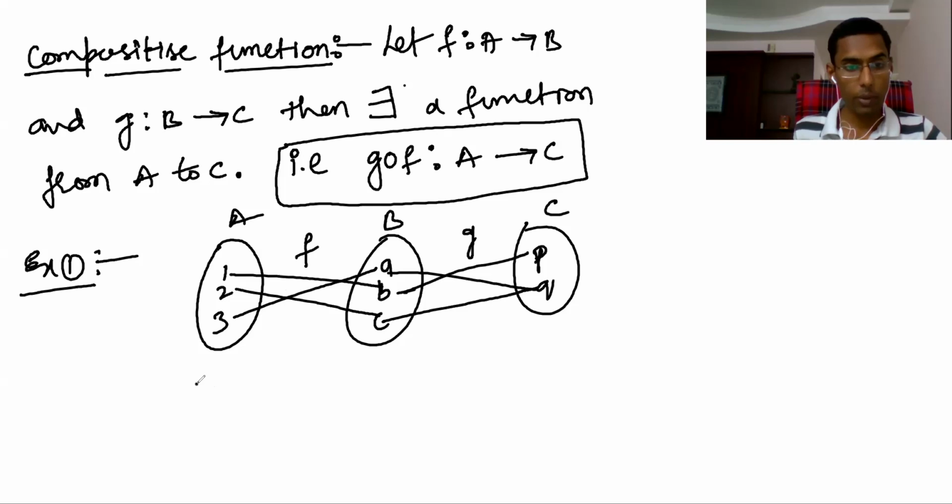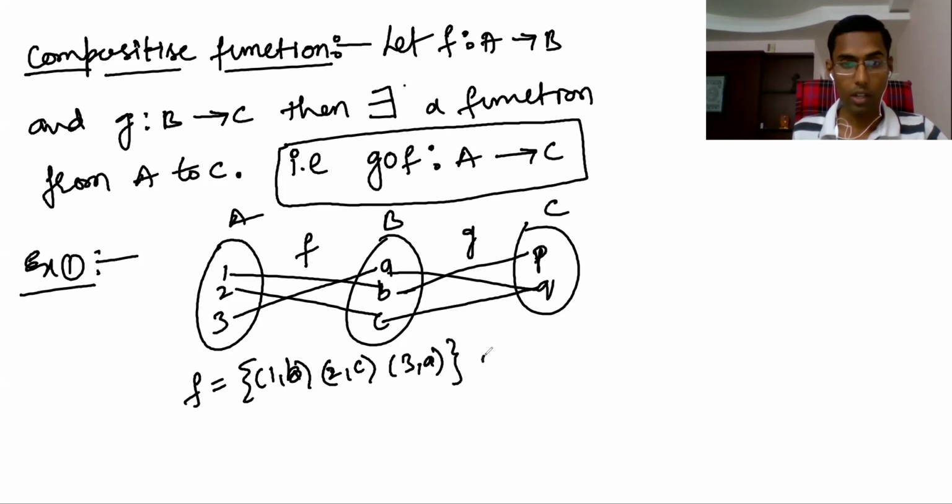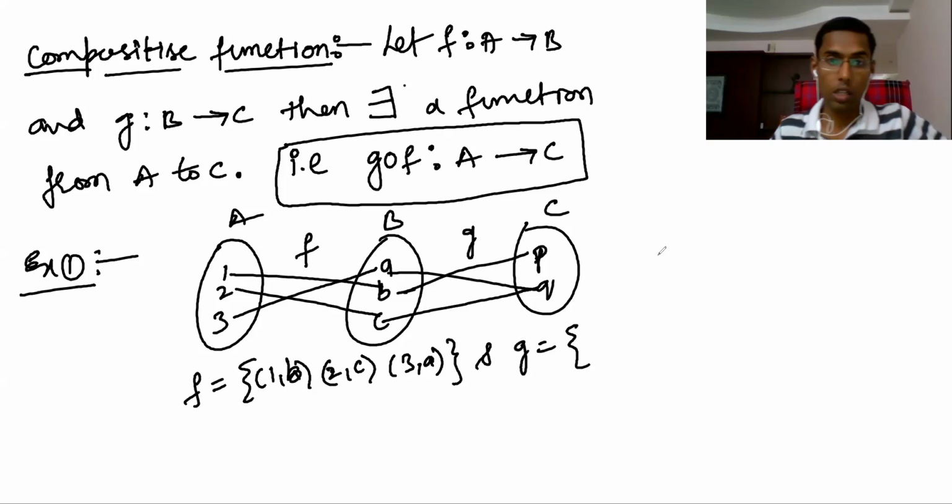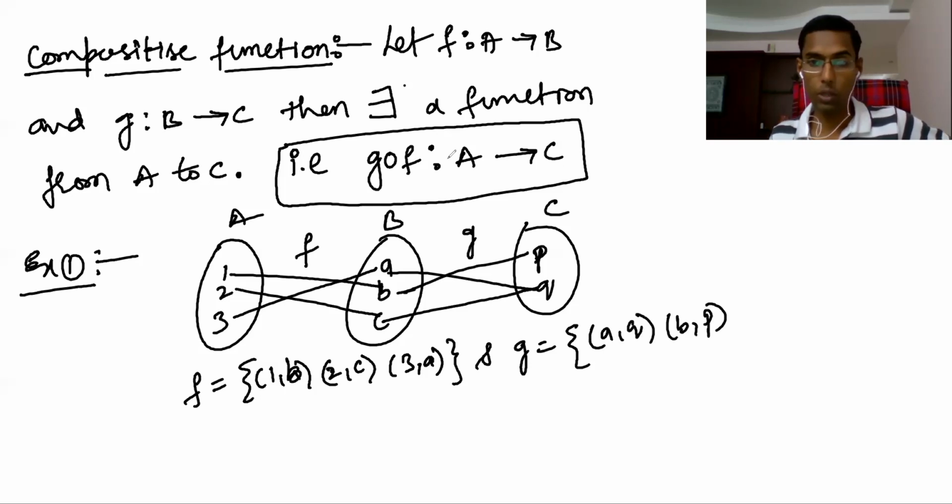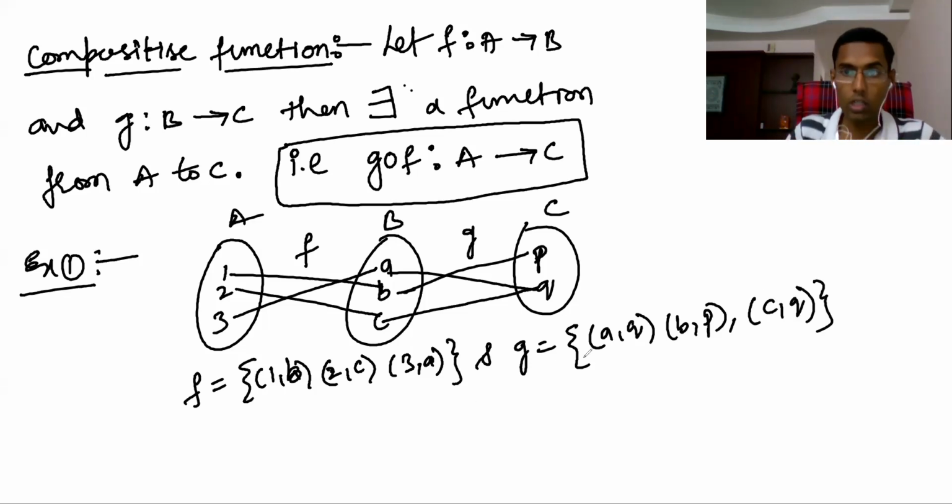So now I am writing f as a function like this: 1a, 2, I'm sorry, 1b, 2c, 3a. I wrote this function. And g is a function; we wrote it in an arrow diagram, and now I am writing it in set form. What is that? aq, bp, and cq. I wrote it now. This is the f function and this is the g function.